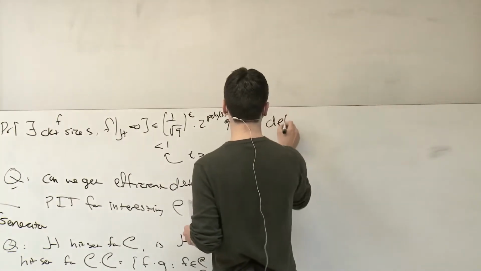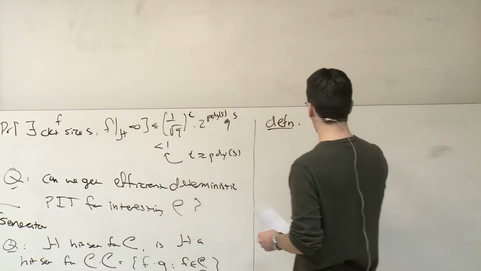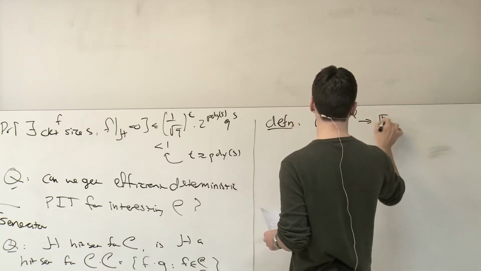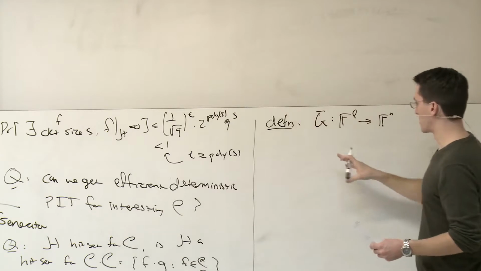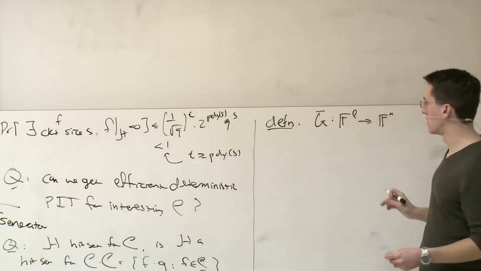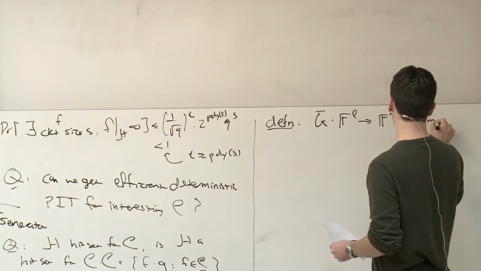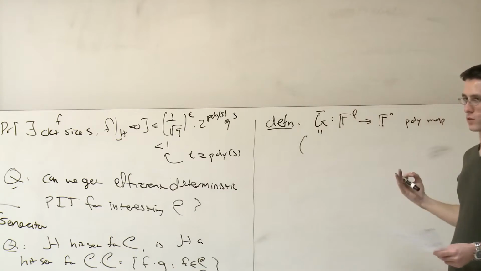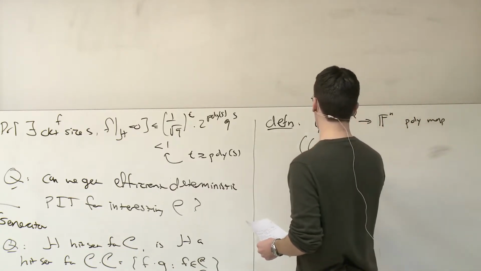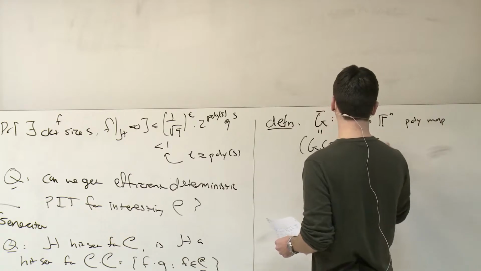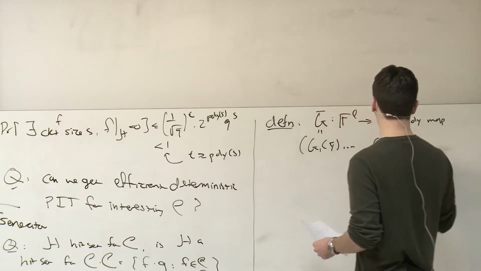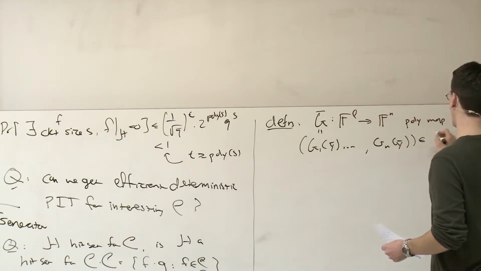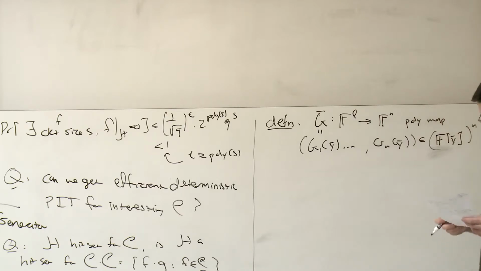Okay, so what's the replacement object that we're going to have here? We're going to have something called a generator. This is going to be a map from F^l to F^n. Because it has many outputs, I'm going to put a bar here. And this is going to be a so-called polynomial map. So what do I mean by a polynomial map? Basically, G is a tuple of polynomials. There's going to be a G1(y), dot dot dot, Gn(y), and each of these is a polynomial in y, and there are n of them, so it's an n-tuple. Okay, so this is a polynomial map.